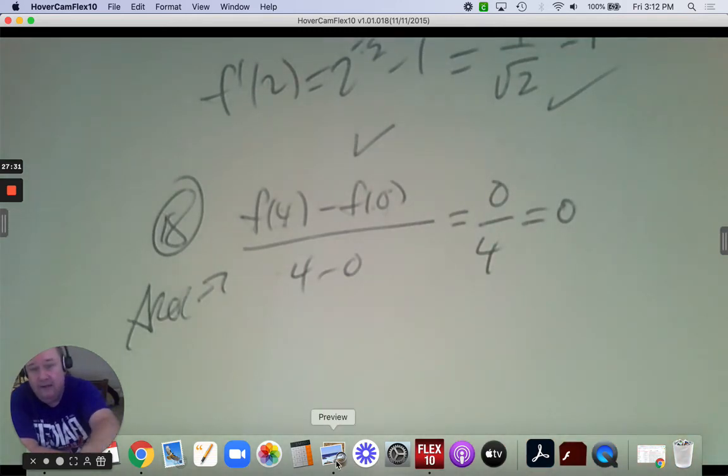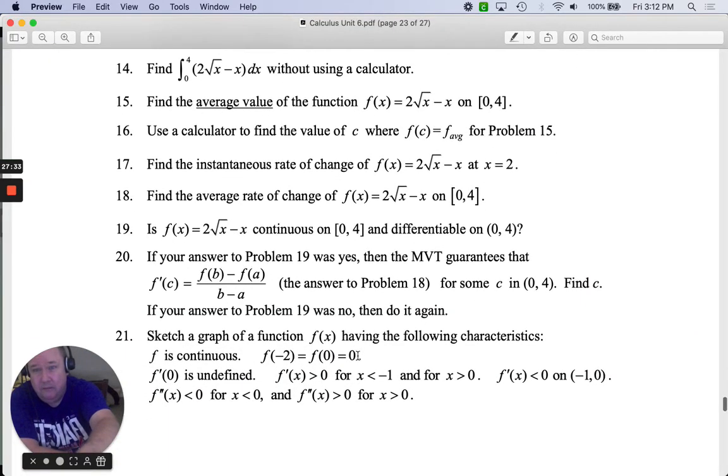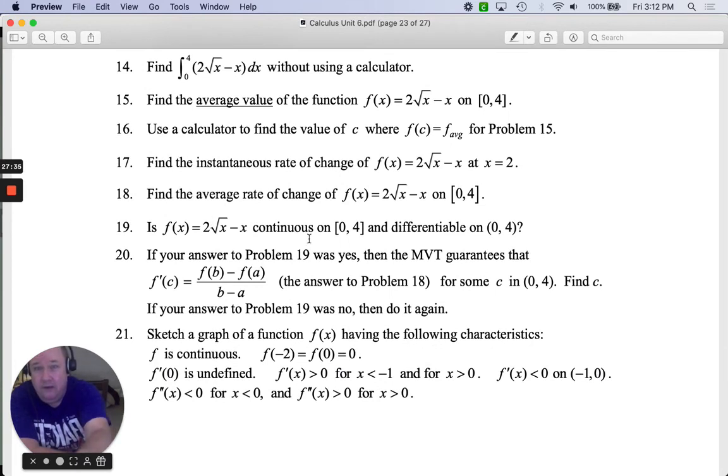Number 19 is probably the mean value theorem. Is it continuous and differentiable from 0 to 4? And the answer is yes. It is continuous from 0 to 4, and it is differentiable from 0 to 4. So at 0 you can't, but from 0 to 4 we're good. So the answer is yes to both. It is continuous and differentiable.